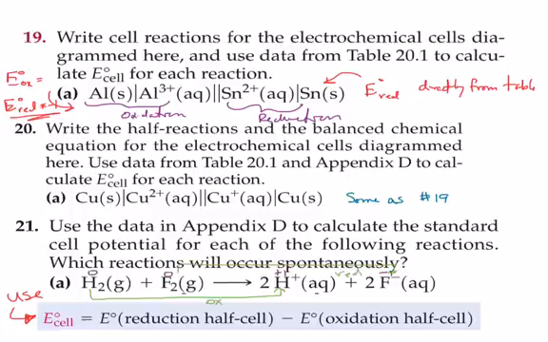Okay, and for 21, I went ahead and just kind of over top of the reaction showed you what we got. Of course, we would identify the hydrogens as zero oxidation state. The fluorine in F2 is zero oxidation state. On the product side, we have hydrogen going to a +1, fluoride going to a -1. So we definitely have a redox reaction going on. In this one, you're supposed to calculate the E0 of the cell.